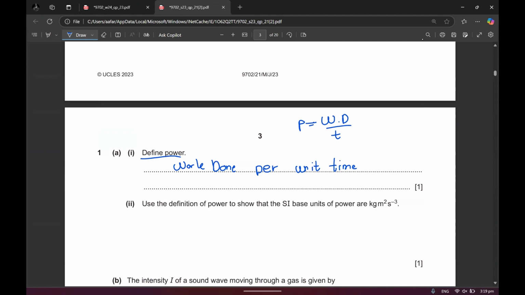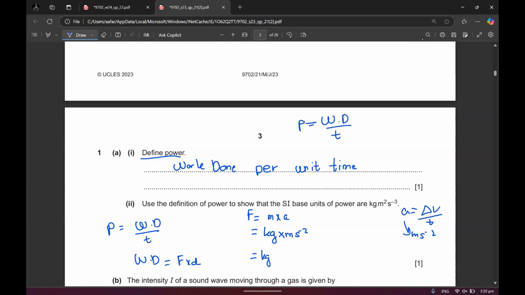Use the definition of power to show that the SI base units of power are kg meter square per second cube. So in the equation which we just wrote, work done over time, and work done is basically force into distance. What's force? Force is equal to mass into acceleration, and mass is kg. Acceleration is meter per second square, since acceleration is change in velocity over time, so meter per second becomes meter per second square.